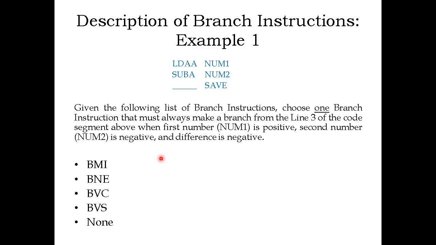From the description, you need to understand the flags. You are subtracting the number. Think about the first number, num1. They said the first number is positive, the second number is negative, and the difference is negative, and you are doing a subtraction. Can you tell from here what the flags will be? You probably cannot tell all the flags because you don't know the exact numbers, but you can tell some of the flags, or use some of the logic.